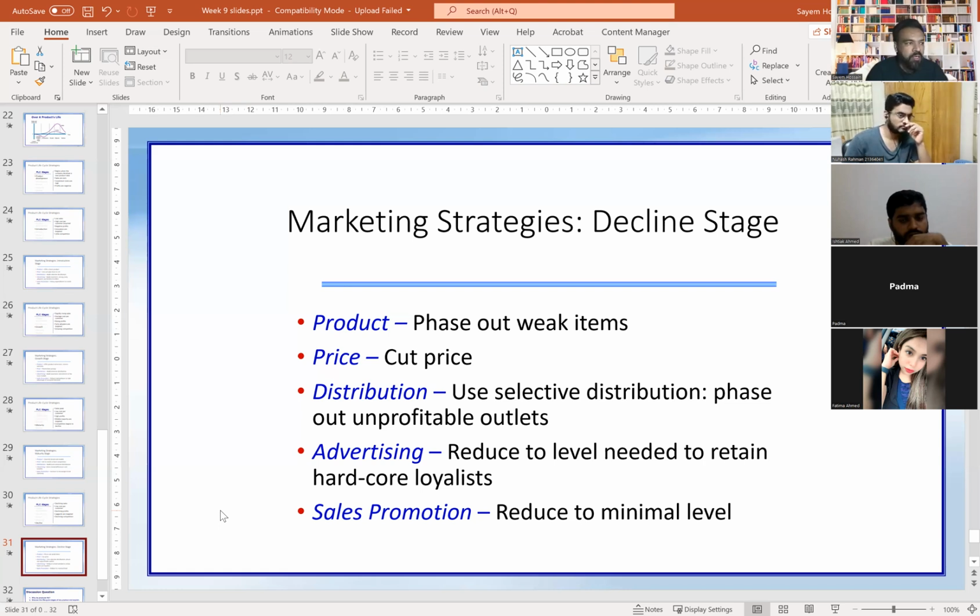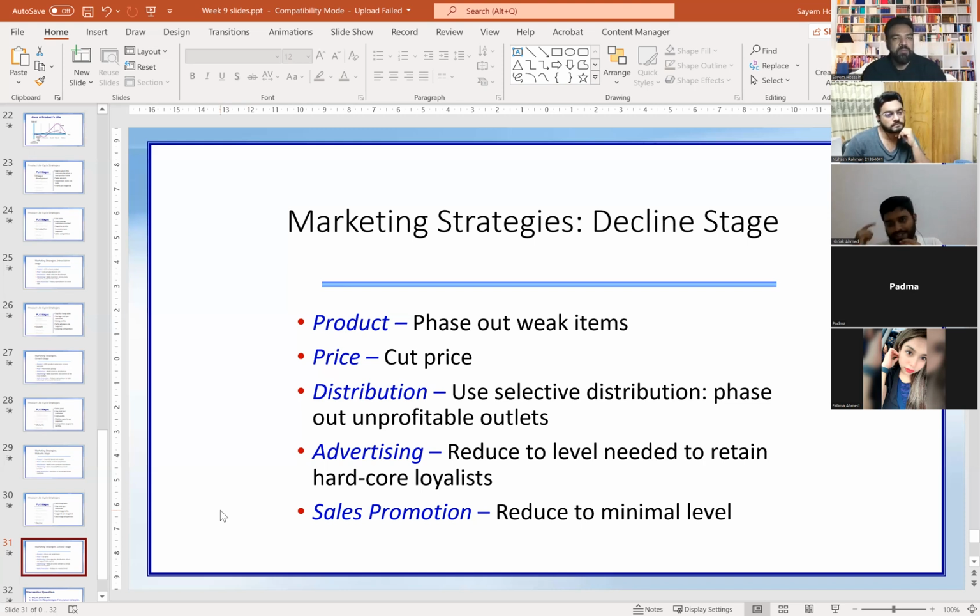So maybe when it comes to consumer goods, like buying salt or sugar, it's a consumer good, all right? It's a convenience good. The product lifecycle strategy does not at all work if you're talking about detergent powder or something like that.